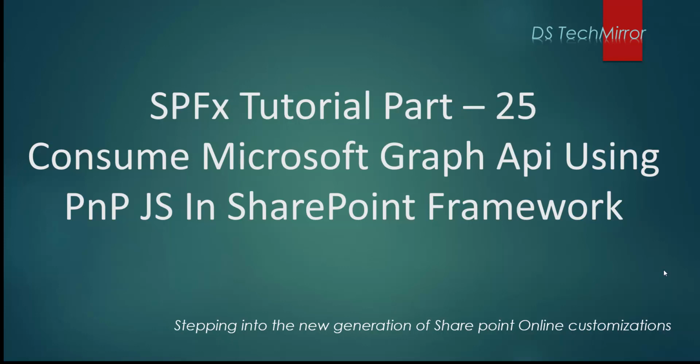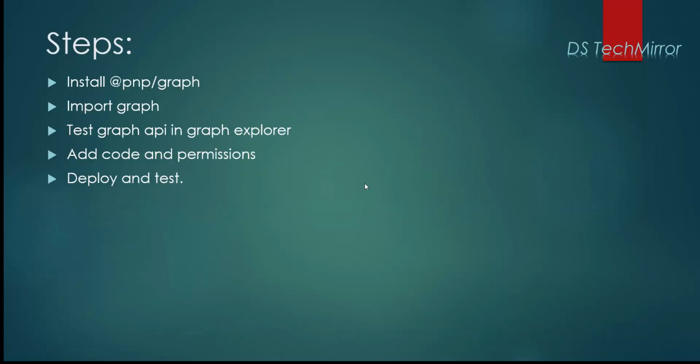So let's get started. These are the few steps we have to do to work with the Microsoft Graph API using PnP JS. First of all, we have to install PnP JS. We have to run the command npm install @pnp/graph. After we install this, all the Graph APIs would be available to us inside SharePoint Framework. Before using the graph, we have to import it at the top.